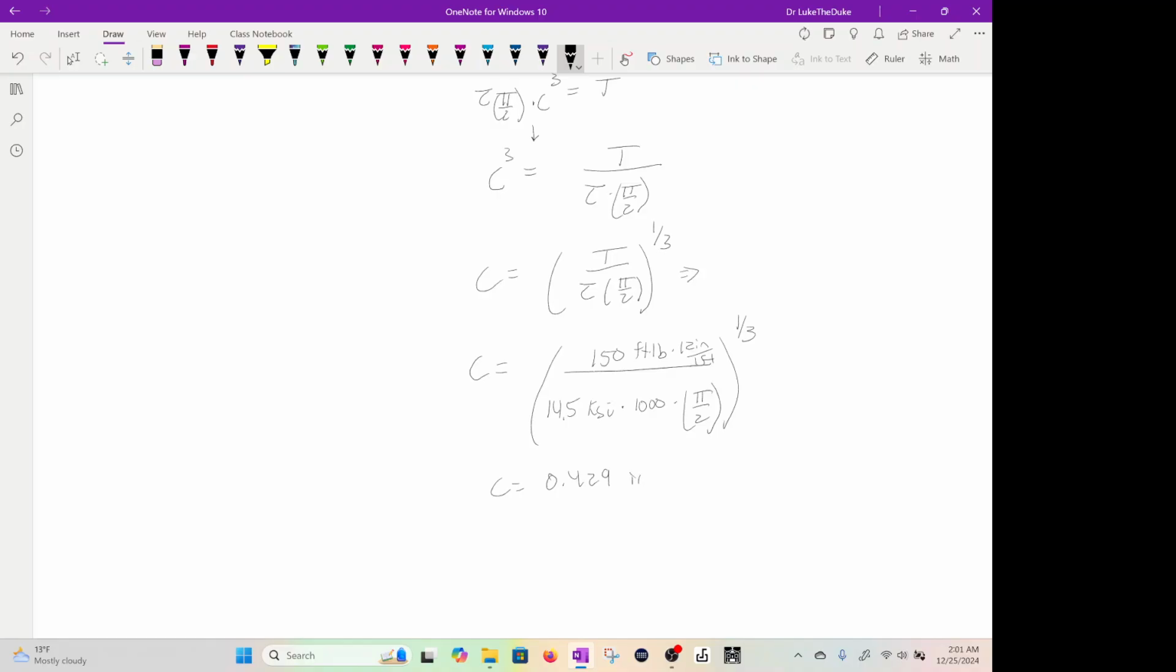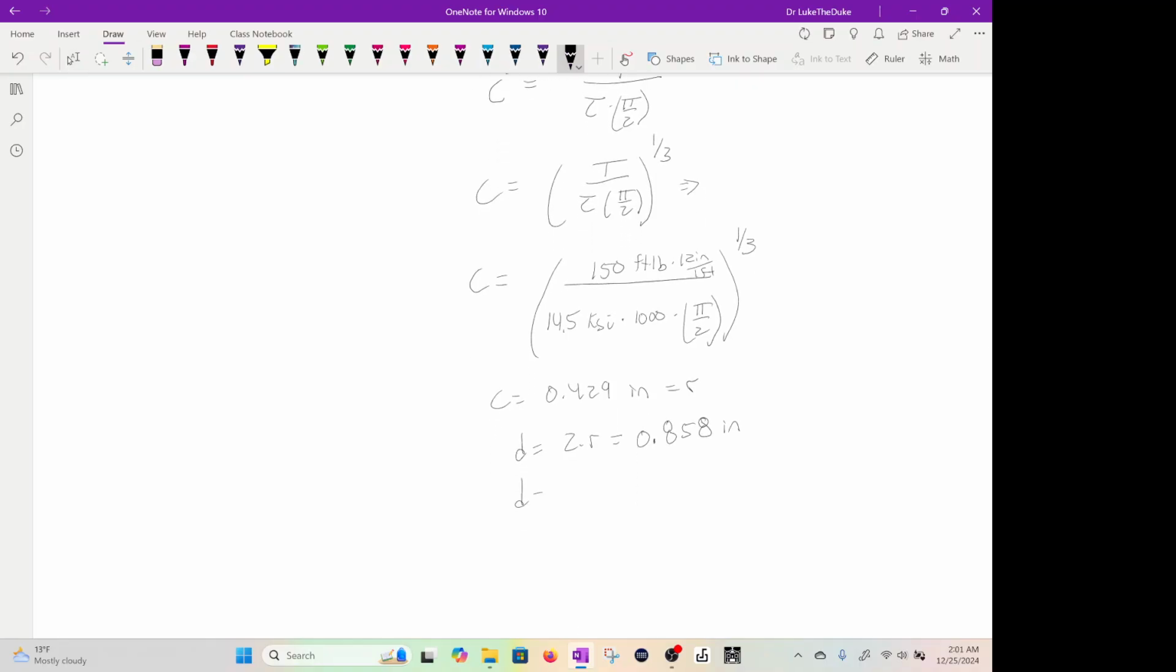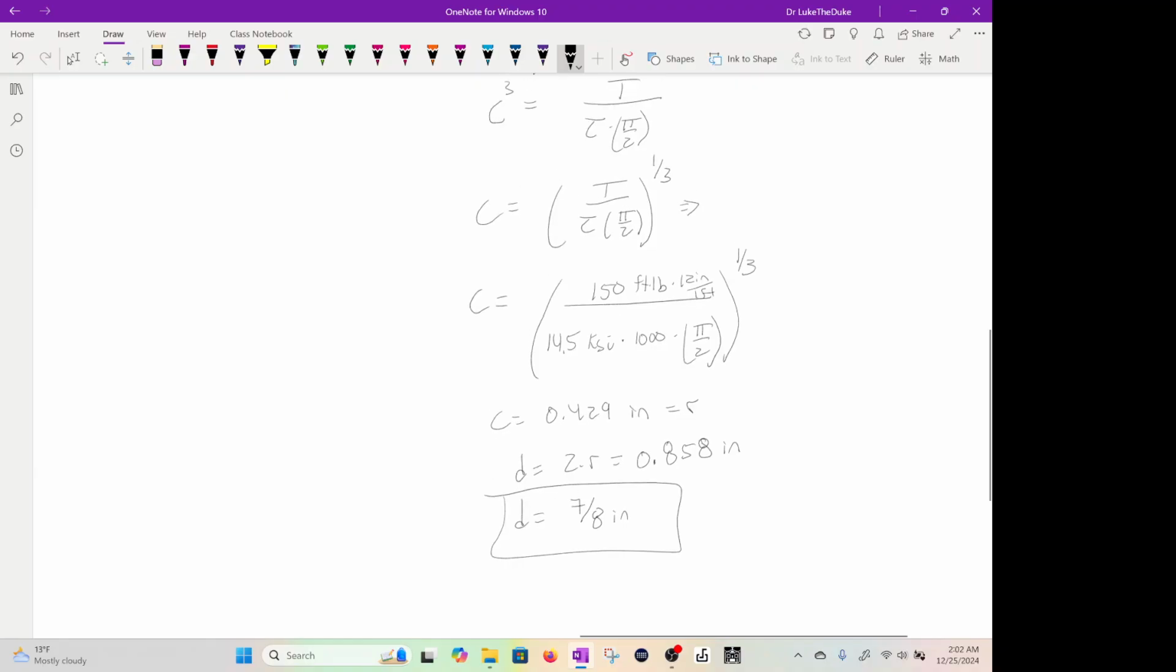0.429 inches. So again, this is the radius. In order to find the diameter, you just multiply by 2, right? 2 times r. So you get 0.858 inches, which, let's just make sure we can pick a size, would be 7/8 inch. Okay, so slightly bigger, which would work based on our allowable shear stress.